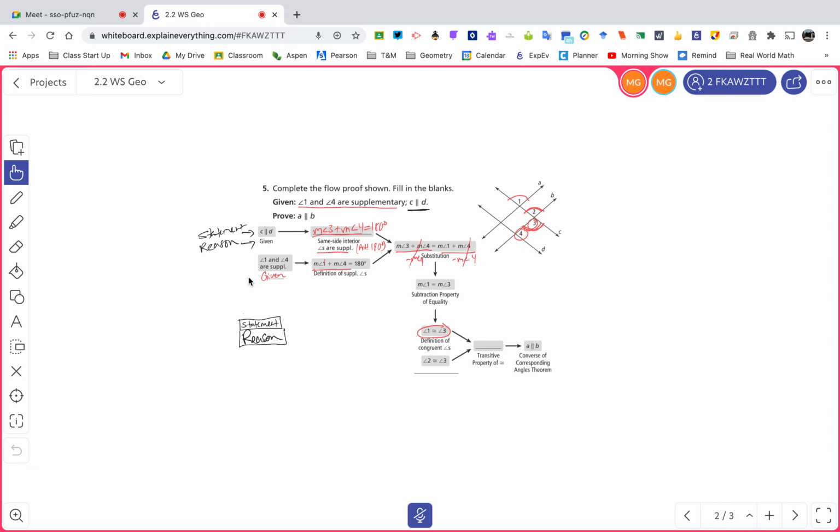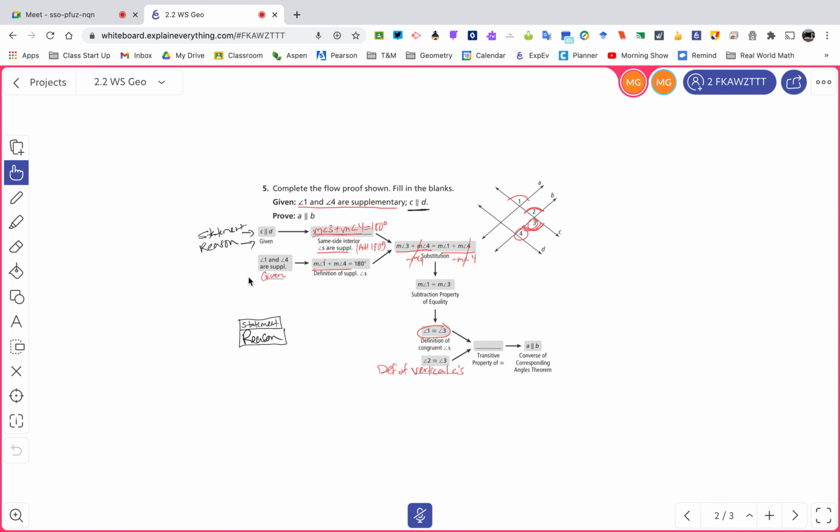Okay. Then it says angle 2 and angle 3 are congruent. How are angle 2 and angle 3 congruent? Well, those are vertical angles, right? They share the same vertex or intersection, but they are not touching. They're vertical angles. And we know vertical angles are congruent. So, definition of vertical angles.